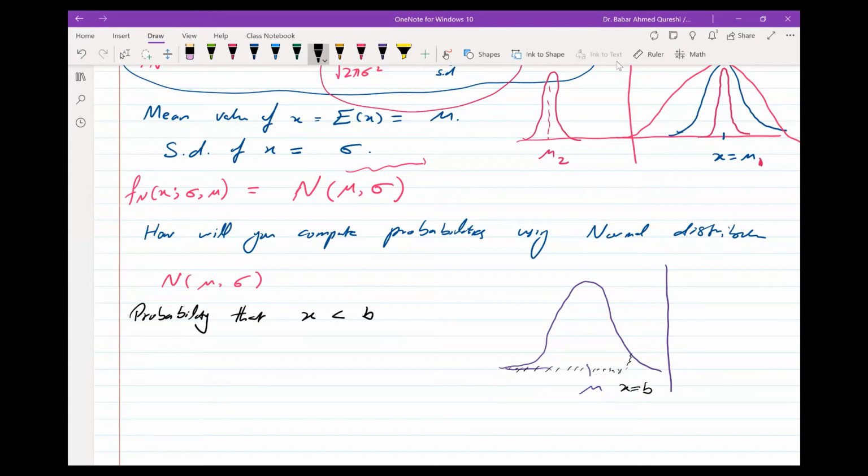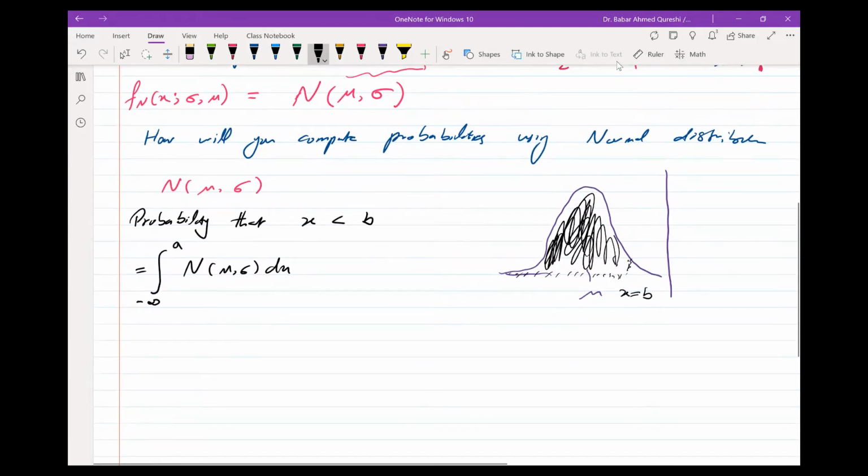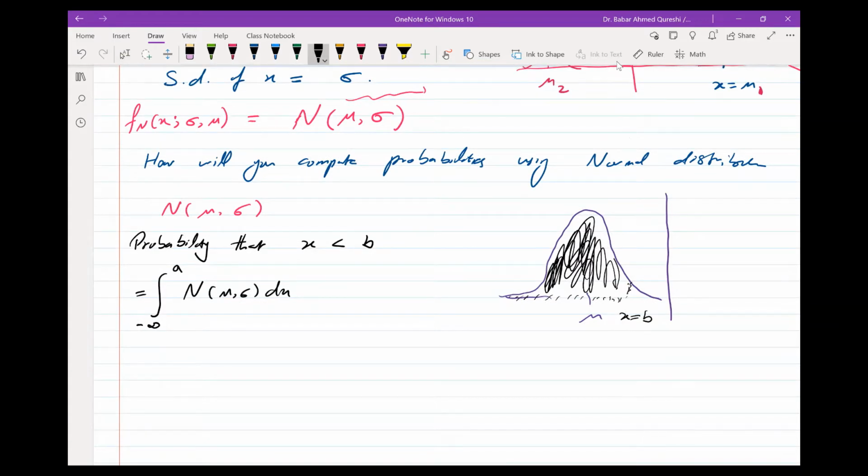So clearly it would be all this area, as per our previous discussion. So it would be the integral from minus infinity to b of N(mu, sigma) dx. On the other hand, if you want to ask the question, what is the probability that x is between a and b, so this is b. Let me draw it again.